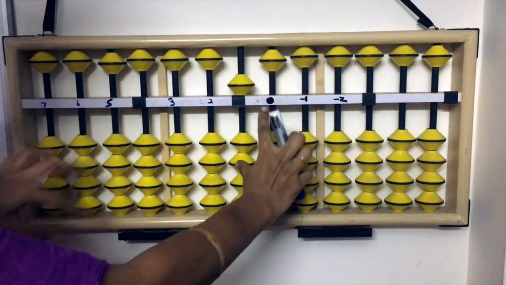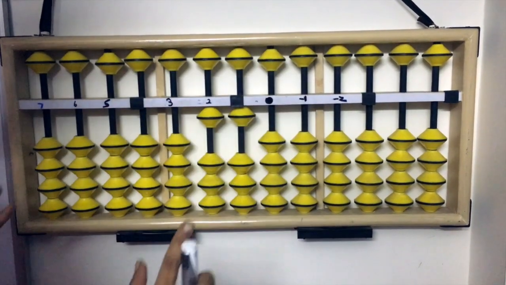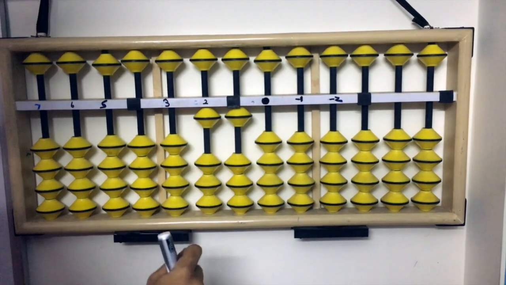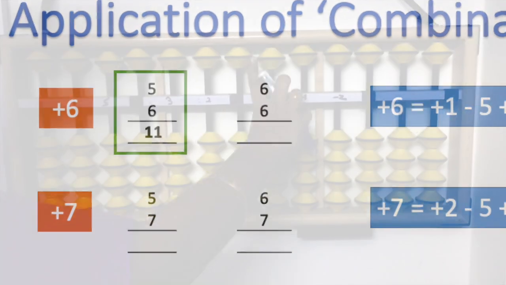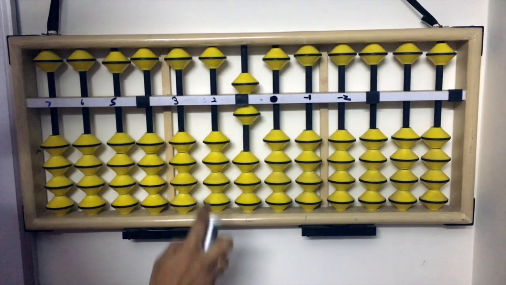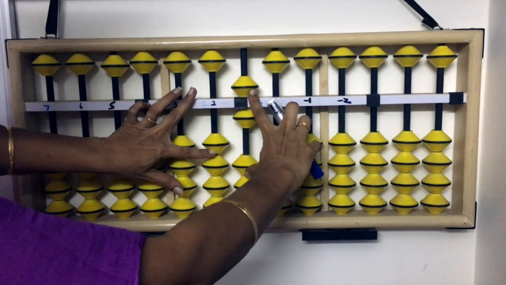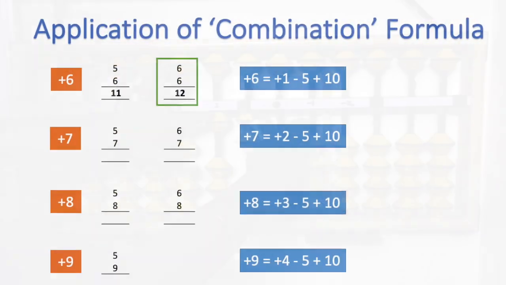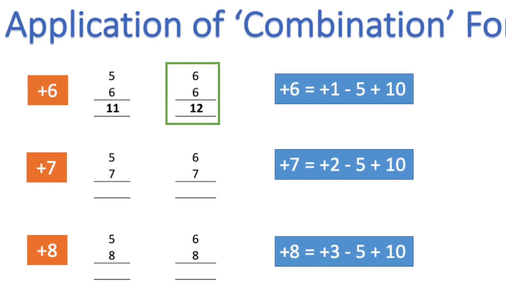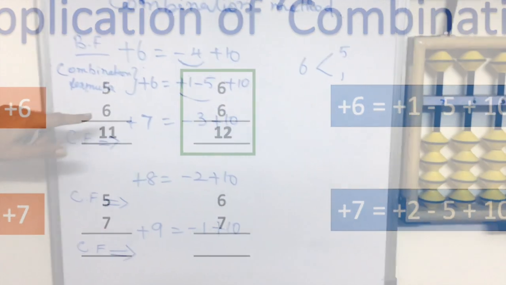To add 6, plus 1 minus 5 plus 10. So the answer is 11. Now 6 plus 6. To add 6, plus 1 minus 5 plus 10. Answer is 12. Now we will see the plus 7 formula.